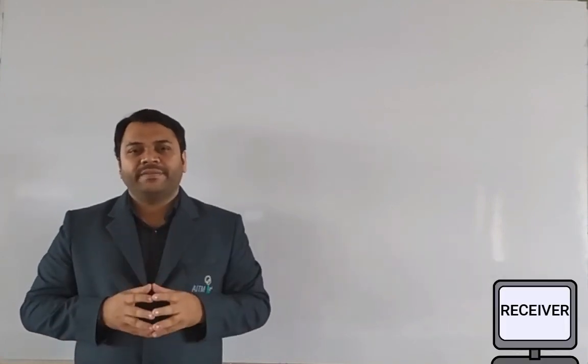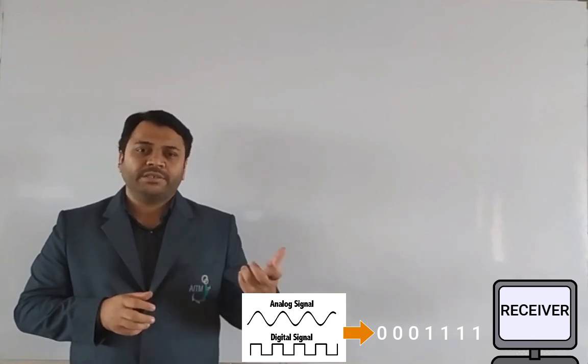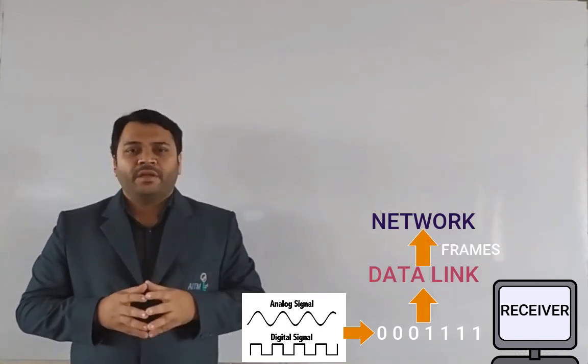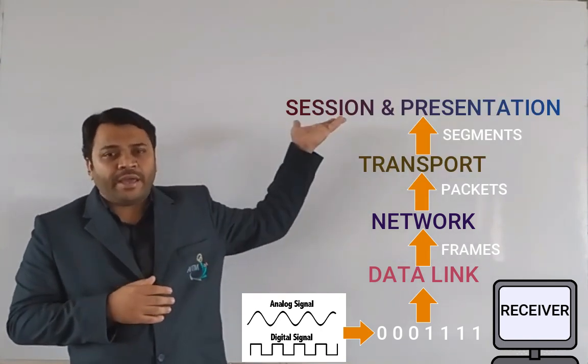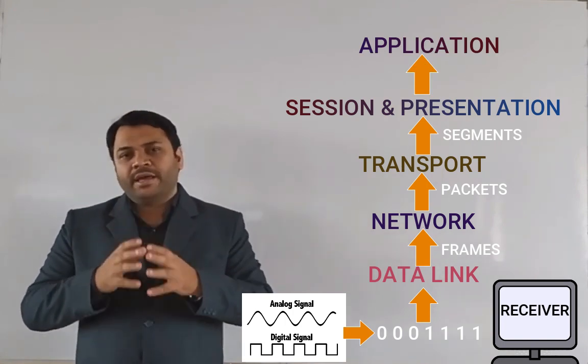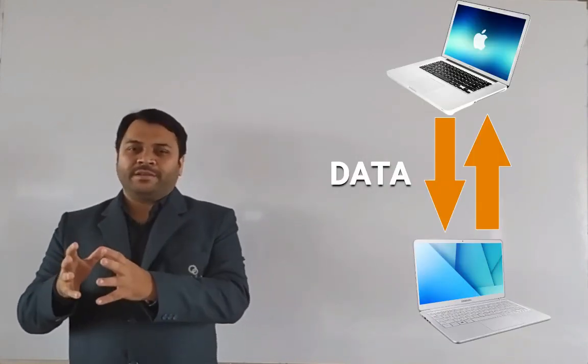At the receiver, the physical layer receives signals, converts them to bits, and passes them to the data link layer as a frame. The frame is further decapsulated and passed to the higher layers. Finally, data is moved into the application layer. In this way, the OSI model helps to transfer data between hosts.